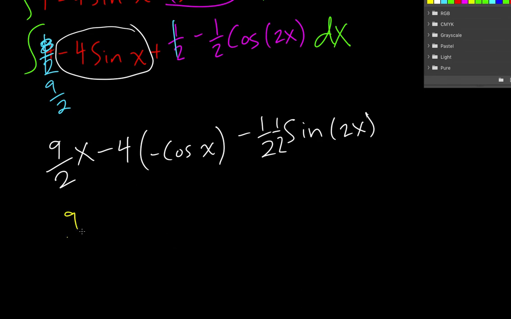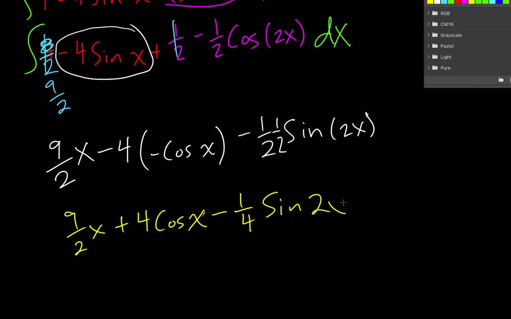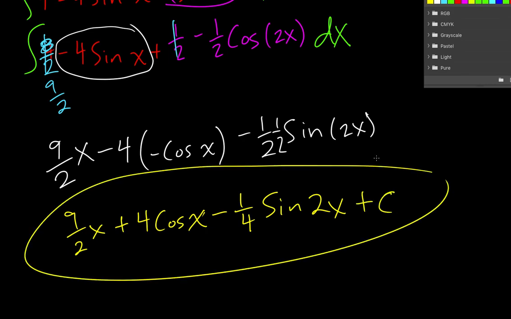Okay, so 9 halves x looks good. And then negative 4 and negative, that's going to make a positive 4 cosine x. And then this is going to be negative 1/4 sine 2x. And that looks pretty good. So we just put our plus c on the end. And that's our final answer.